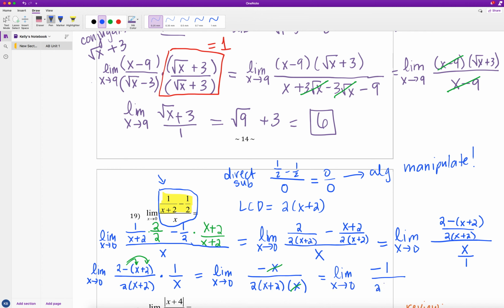This looks a lot nicer, and if I do a direct substitution now, it will work out. So if I directly substitute in that 0, I'll end up with negative 1 over 2 times 2, so I end up with negative 1/4 then for my answer for this limit.